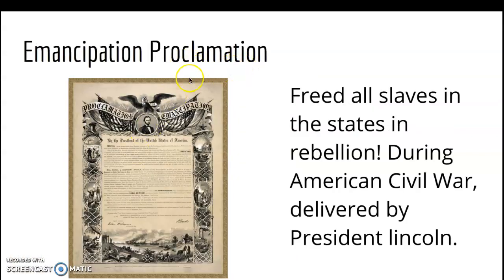Emancipation Proclamation. When someone proclaims something, they're very serious about it. So President Lincoln in 1863 gave this proclamation, or basically like a speech, and this freed all slaves in the states in rebellion during the American Civil War, and again, delivered by President Lincoln. You can see, if you zoom in a little bit, all states enslaved people shall be free. And this is talking about in the South.